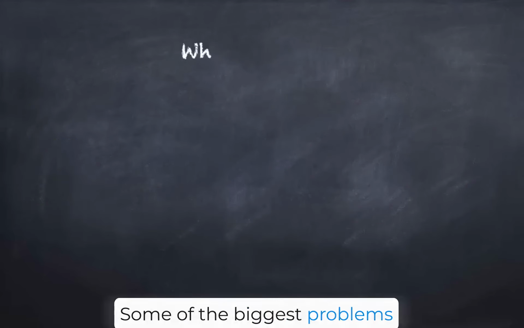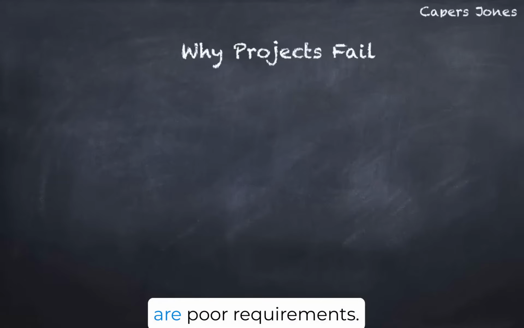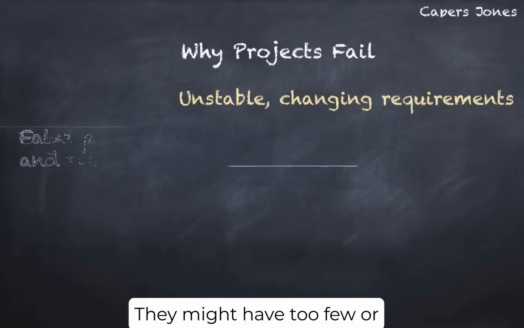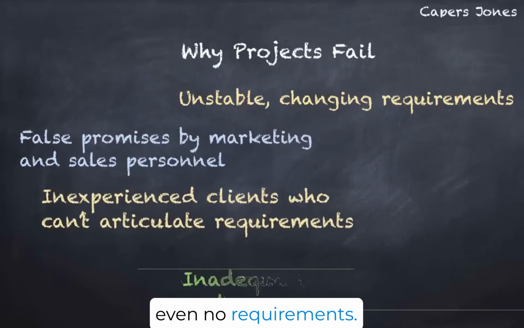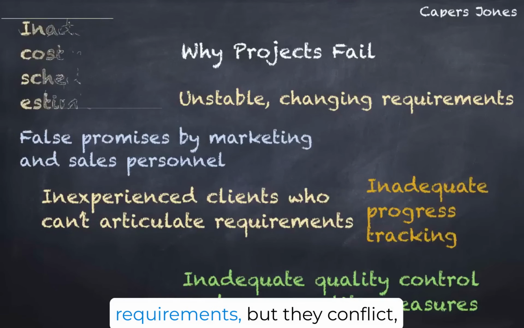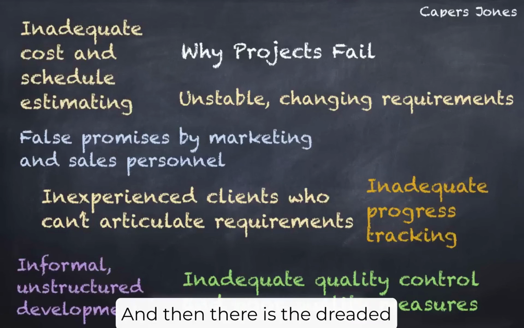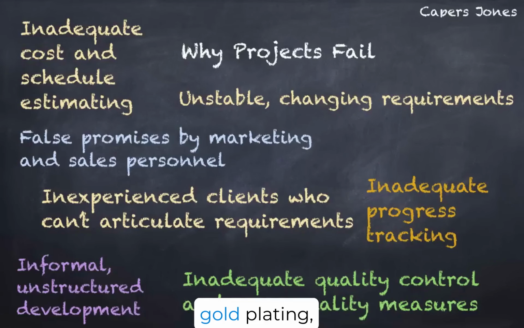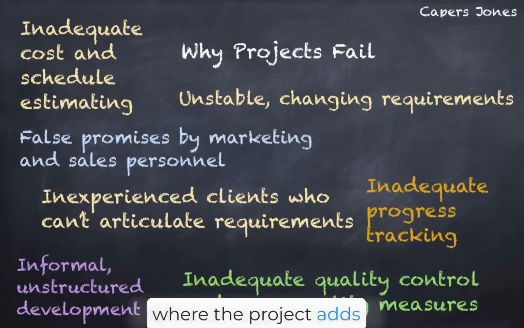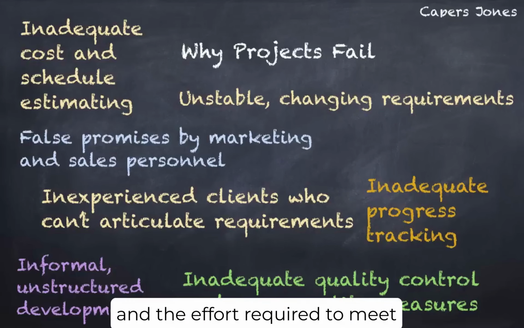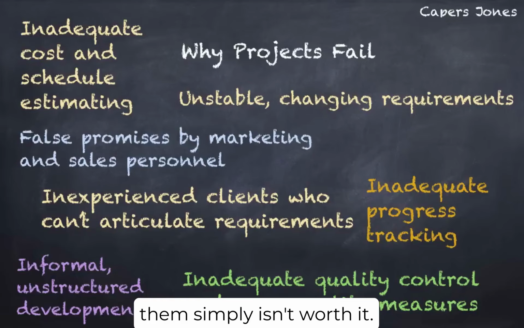Some of the biggest problems development organizations face are poor requirements. They might have too few or even no requirements. They might have enough requirements, but they conflict, overlap, or are just plain wrong. And then there is the dreaded gold plating, where the project adds additional requirements or features they think the customer will like, and the effort required to meet them simply isn't worth it.